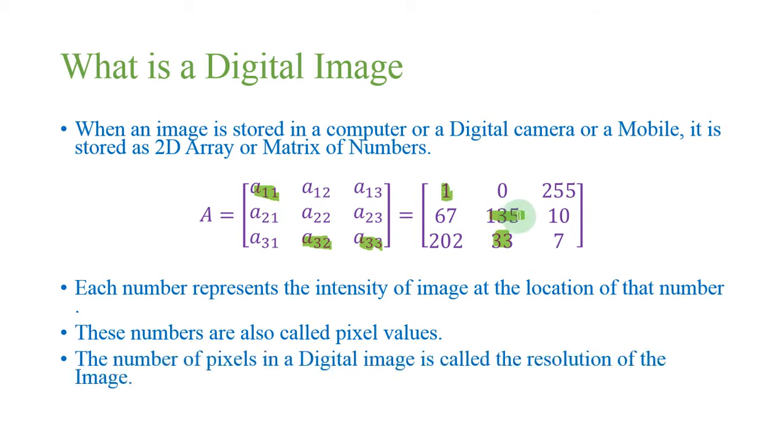The number of pixels in a digital image is called the resolution of the image. Here the resolution of the image is 3x3 because it has 3 rows and 3 columns.